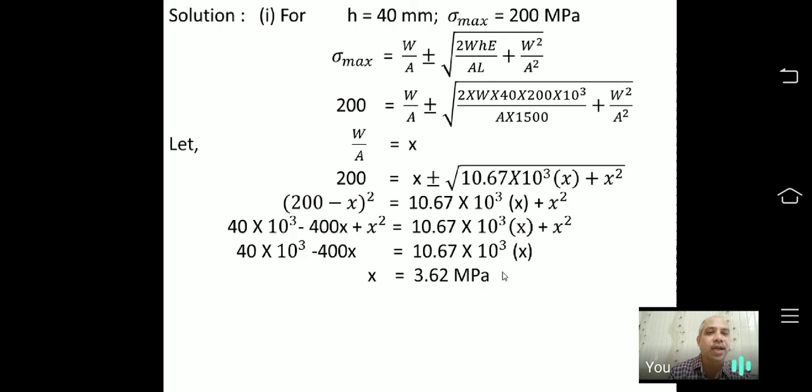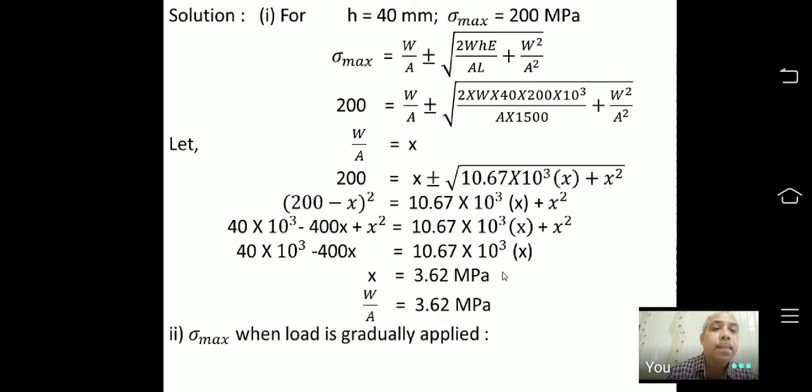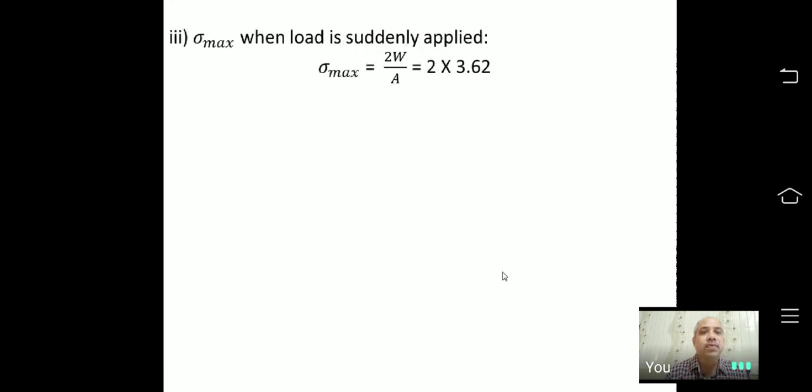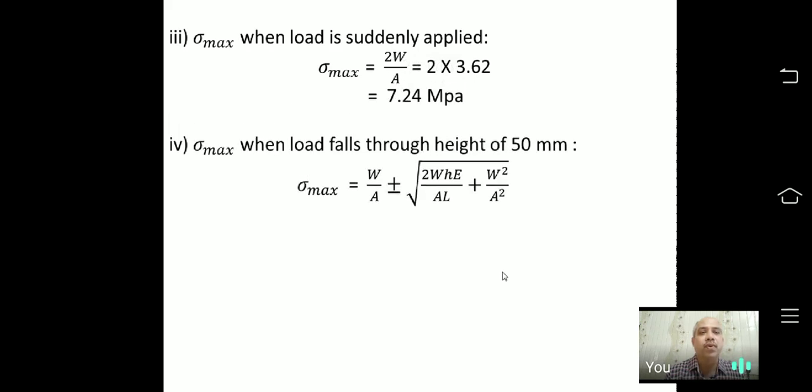So as this is W by A, we have sigma gradual is 3.62 MPa. Then sigma sudden I can find directly because I know 2 sigma g will be equal to sigma sudden. So you can see we have sigma max 3.62 for gradually applied, and now we will go to suddenly applied. So we have to multiply it by 2, gives me 7.24 MPa.